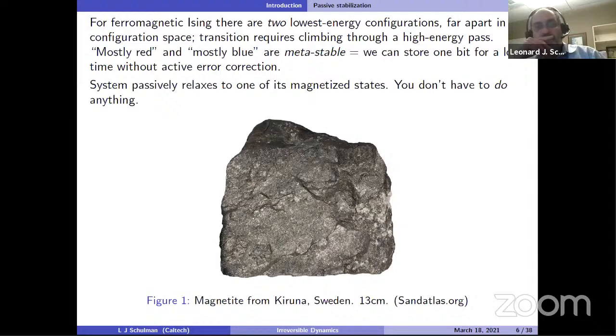Now, we can talk a little bit about what this has to do with maybe computer science in terms of how we actually store memory in systems.